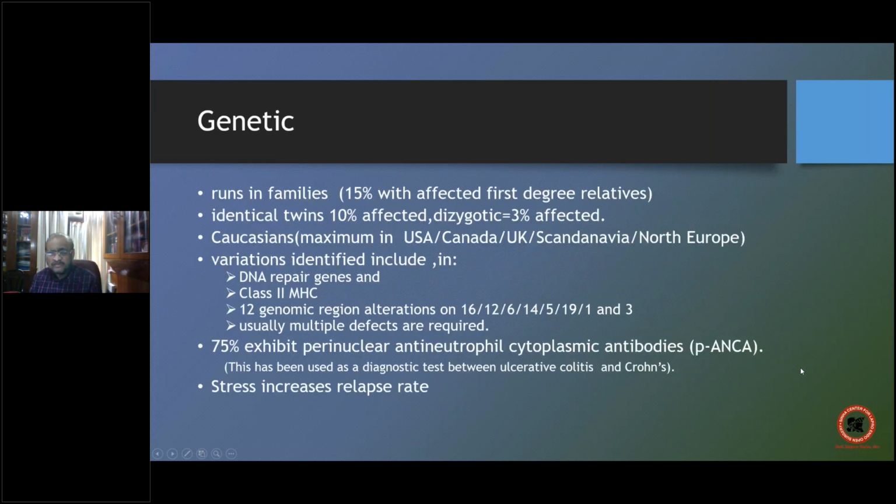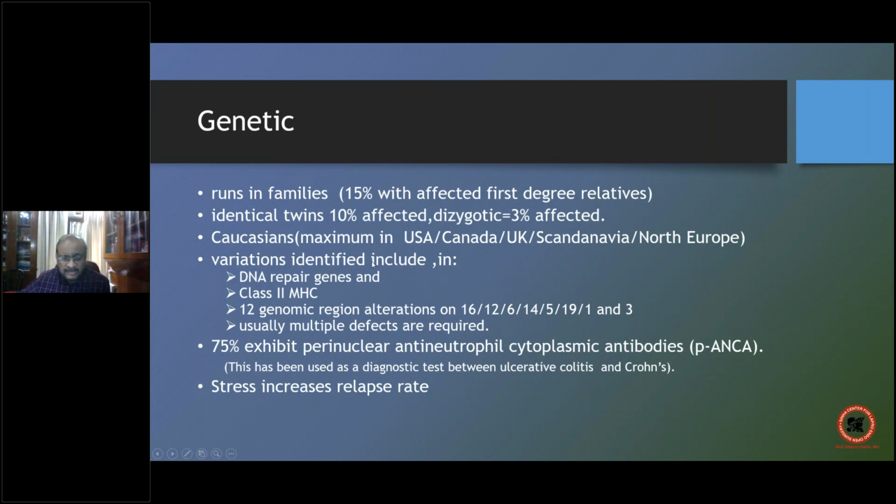The genetic basis of ulcerative colitis: it runs in families. 15% affected first degree relative. That means if my father is affected, the chance of me having it would be 15%. Identical twins, that means identical siblings, 10% affected. If it's dizygotic, 3% affected. Caucasians, maximum in USA, Canada, UK. So these are those developed countries in the north and the western world.